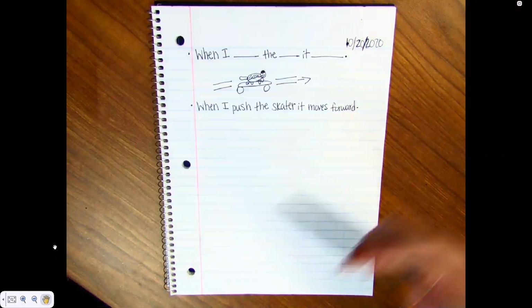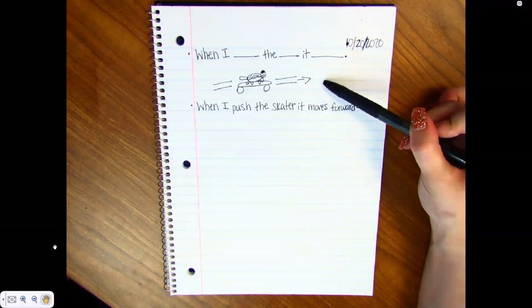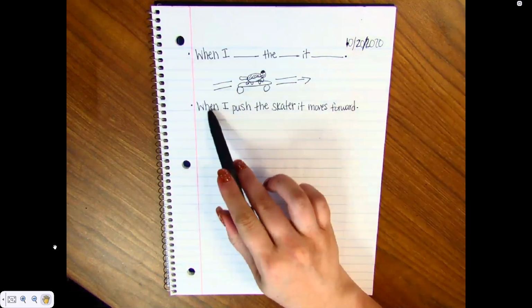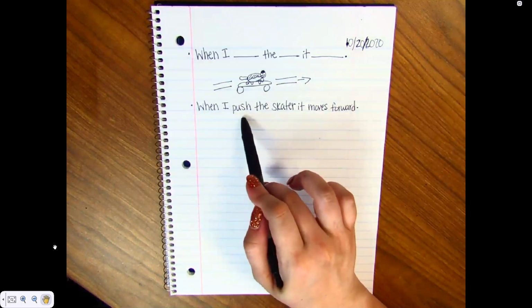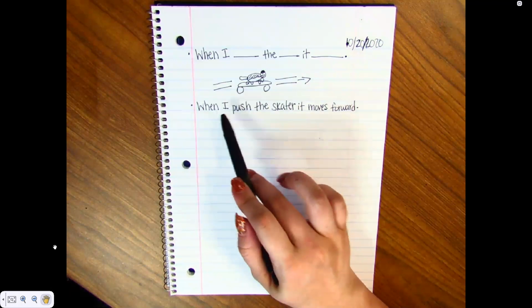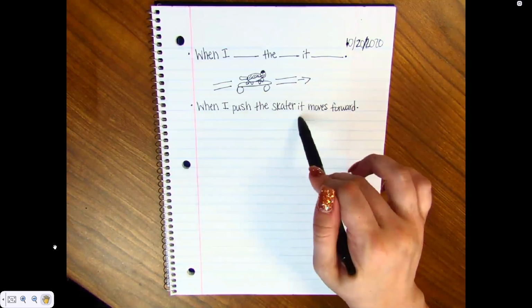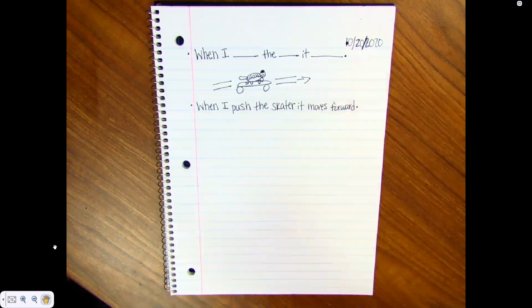All right, so now I want you to do the same thing. Draw a picture of your object with your sentence. So we're doing when I, and I want you to do push or pull first. When I push or pull, whatever your object is, it moves, and then in which direction? And then make sure you illustrate, make sure you draw or do a quick sketch of whatever your object is.